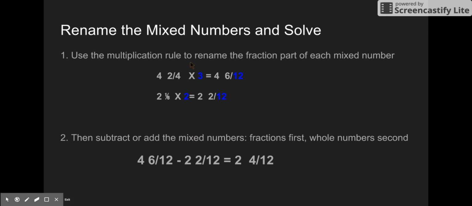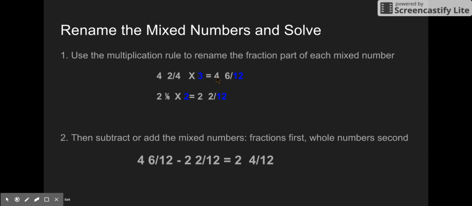Use the multiplication rule to rename the fraction part of each mixed number. Again, we're multiplying both numerator and denominator by 3, creating the new fraction part, 4 6/12. 2 times 3 is 6. 4 times 3 equals 12. 2 1/6 needs to be multiplied by 2 because 6 times 2 equals 12. And we must multiply the numerator by 2 as well. 1 times 2 equals 2.